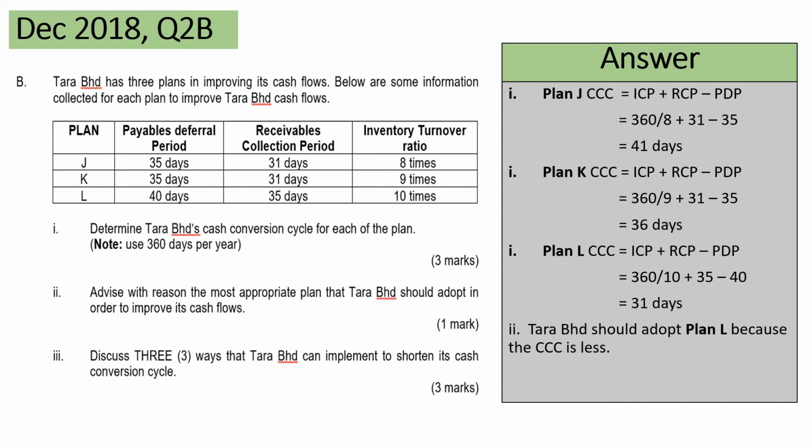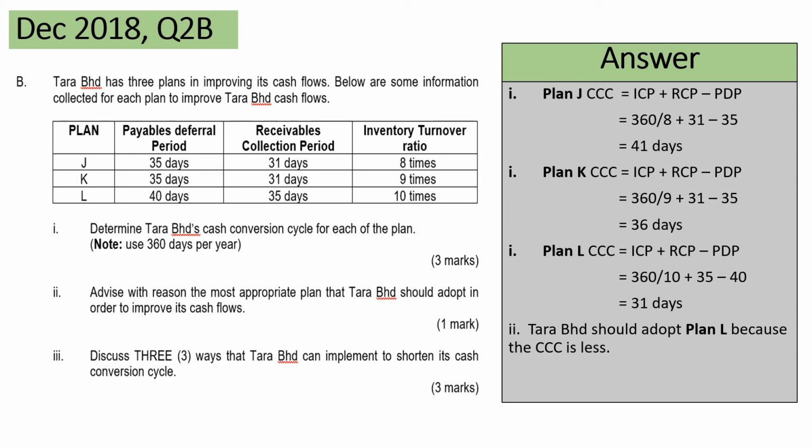So how to calculate the ICP is, you take the number of days in the year, the 360, divided by the inventory turnover ratio of 8 times. So you will get 360 divided by 8, you have 45 days. The ICP is 45 days, plus the RCP, 31 days. It's given in the table, 31 days. And then minus the PDP, that is 35 days. So the plan J CCC is 41 days.